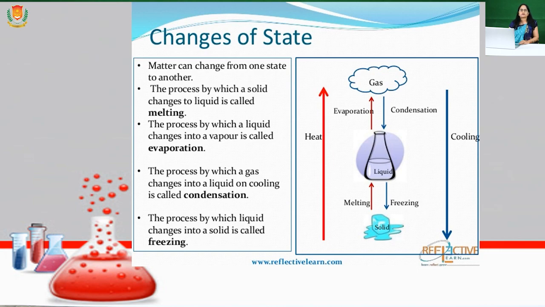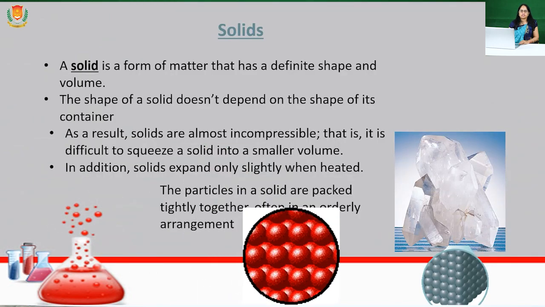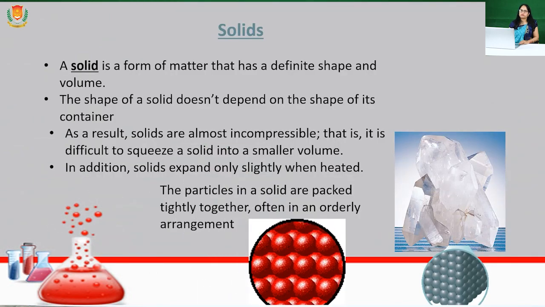Now, first is our solid state. When we talk about solids, solids have definite shape and volume. Their shape does not change with the shape of the container. As a result, solids are incompressible. They cannot be compressed in volume.